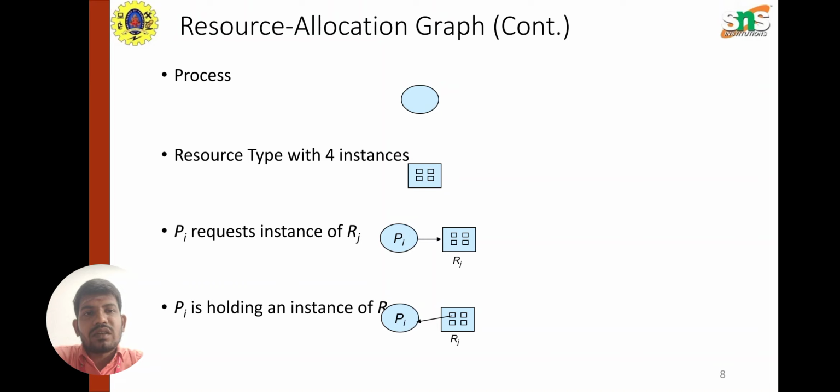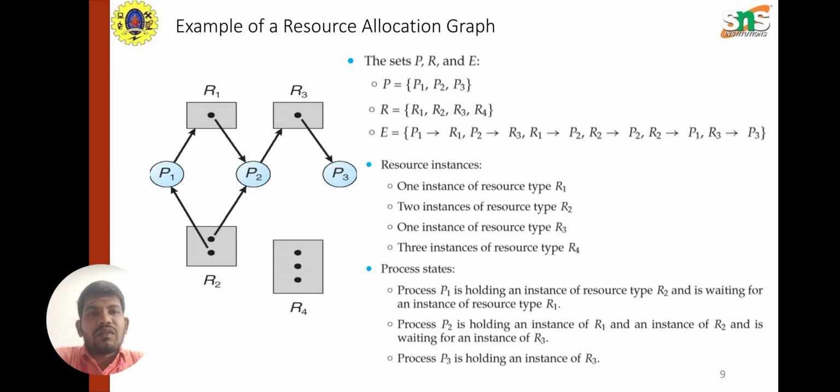Pi requests an instance of Rj, so the edge goes from Pi to the resource rectangle. Pi is holding an instance of Rj, so the edge goes from the resource to Pi. Now, an example of a resource allocation graph.